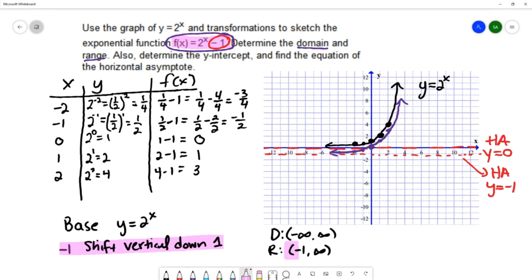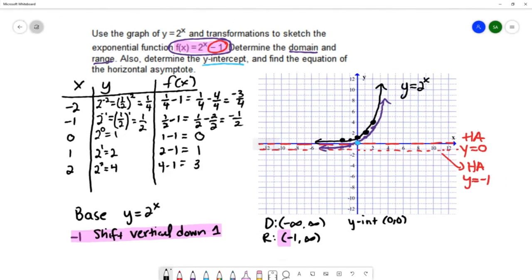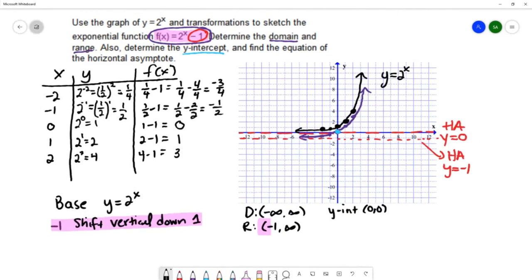We also want to determine the y-intercept. You can see it visually right here. It is going to be the ordered pair 0, 0, but you can also go through the calculation as well. So if you take your function f of x equals 2 to the x minus 1, and you want to find the y-intercept, you're going to let x equal 0. That gives you 2 to the 0 minus 1. And that's 1 minus 1, which is 0. So you get that ordered pair 0, 0.